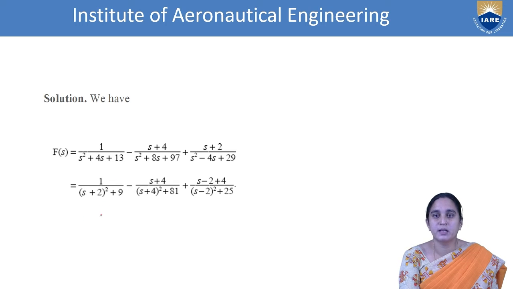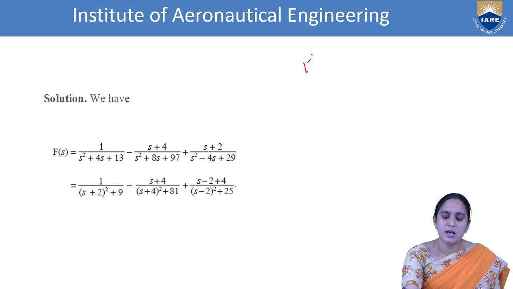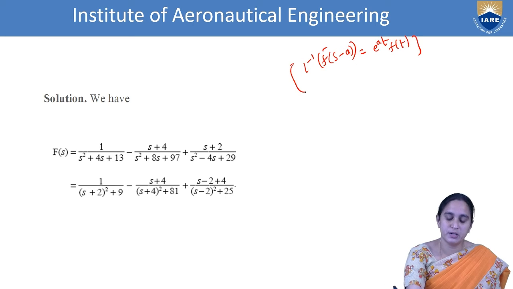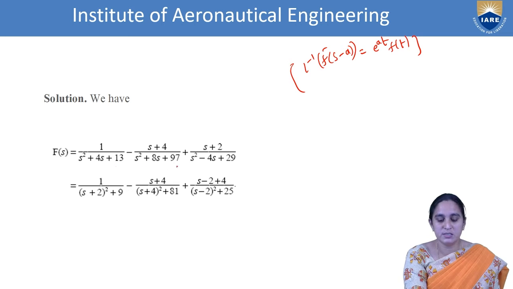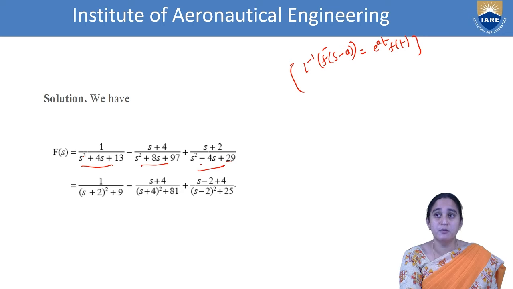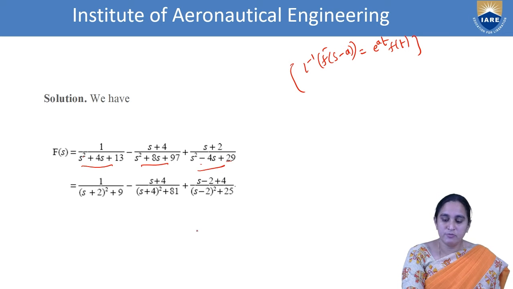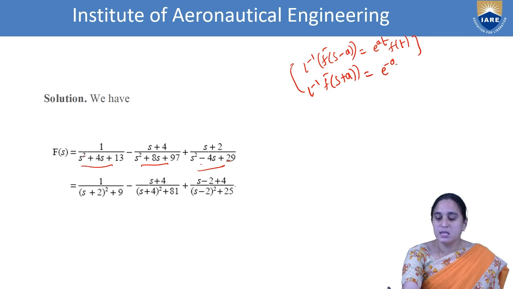Now I'll solve this using the first shifting property. What is the first shifting property? Laplace inverse of f bar of s minus a is equal to e power at into f of t. But once you observe the question, is there any part in the f bar of s minus a or f bar of s plus a form? No. Then I'll convert it into either f bar of s minus a or f bar of s plus a form. If you are converting it as Laplace inverse of f bar of s plus a, then the formula is e power minus at into f of t.